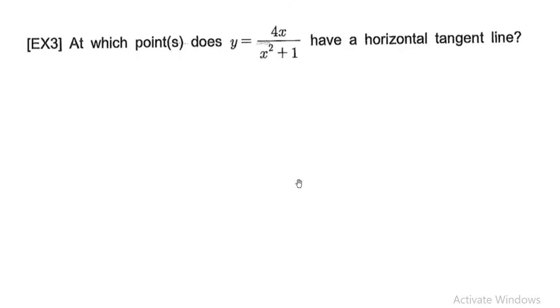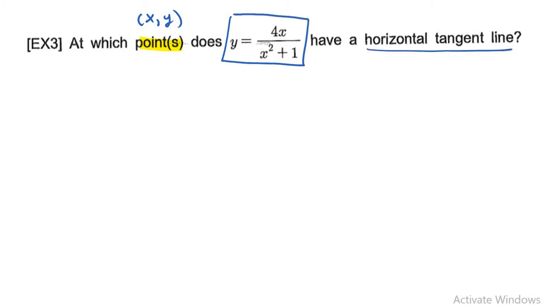So at which points, so when we're talking about points, we need an x and a y value. Does this expression have a horizontal tangent line? Now, if we have a horizontal tangent line, that basically means that the slope equals 0. Because if you have a curve, and if you want a slope of 0, that's the horizontal tangent line. So this horizontal tangent line is basically a horizontal line, and a horizontal line always has a slope of 0.